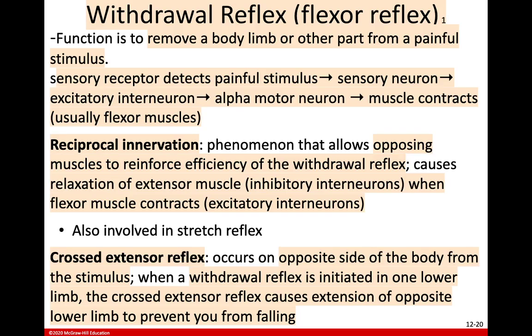Okay, the withdrawal reflex is probably the most complicated one of the three. It's also called the flexor reflex. What we're doing here is trying to remove one of your limbs or other part of your body from a painful stimulus. So you're going to have a sensory receptor, for example, in your skin, that's going to detect a painful stimulus. That information, that action potential, will go along a sensory neuron to an excitatory interneuron in your spinal cord. This will cause a somatic motor neuron, that alpha motor neuron, to release excitatory neurotransmitters and cause the muscle to contract. Usually it is a flexor muscle that we are causing to contract, and this is why it's called the flexor reflex in addition to the withdrawal reflex.